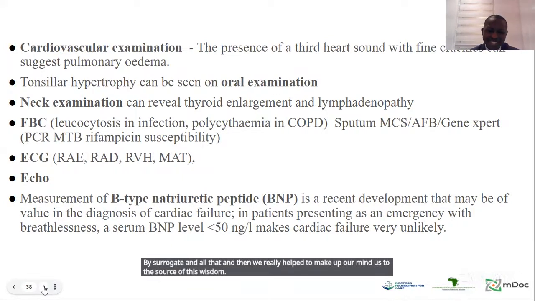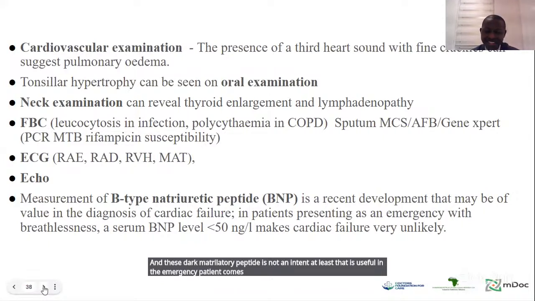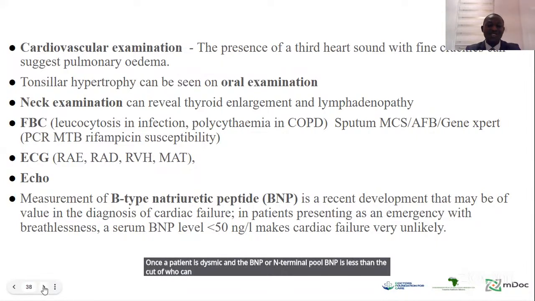And B-type natriuretic peptide is now an investigation, at least that is useful in the emergency. Patient comes in with dyspnea, you can quickly assay it by the bedside if available. If the dyspnea is of cardiac origin, it will be elevated. Once a patient is dyspneic and the BNP or N-terminal pro-BNP is less than the cutoff, you can safely assume that it's not of cardiac origin while you continue your evaluation. Generally, a value less than 300 nanogram per liter or picogram per milliliter rules out acute heart failure as a possible cause of the wheezing in the patient.